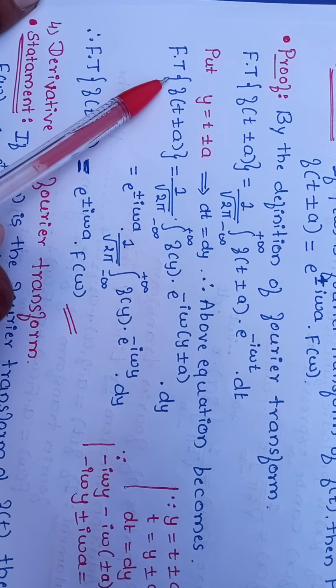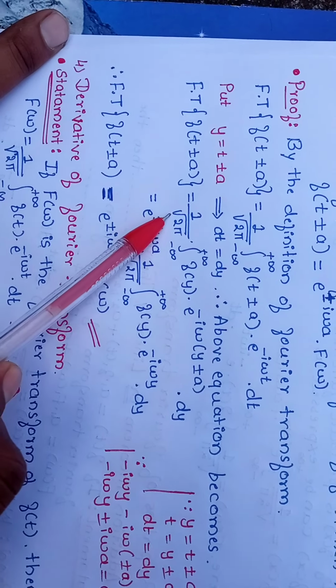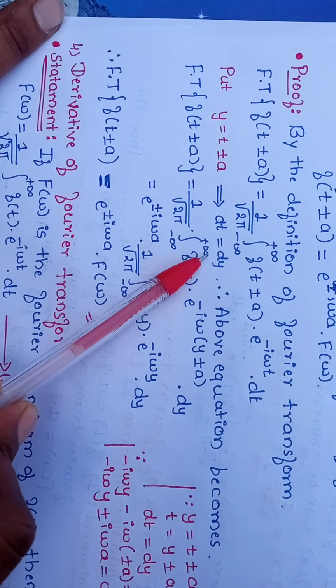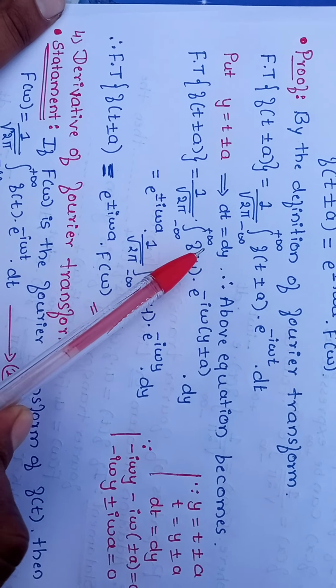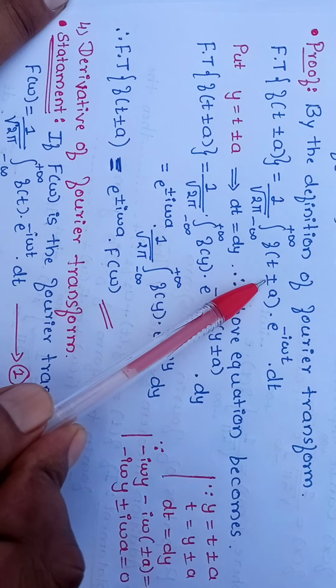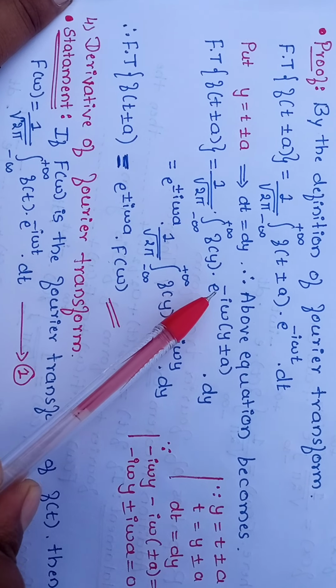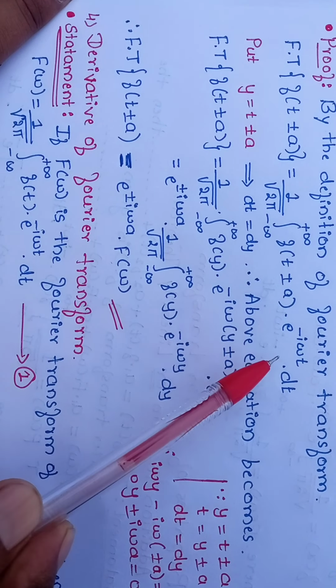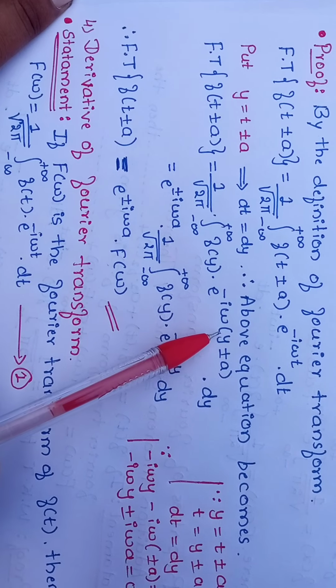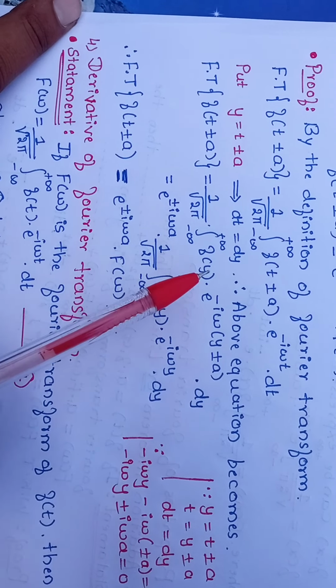The Fourier transform of f of t plus or minus a is equal to 1 divided by square root of 2 pi, integration from minus infinity to plus infinity, f of t plus or minus a. What is the value of t plus or minus a? That is y. f of y into e raised to minus i omega t. What is the value of t? That is y plus or minus a, into the value of dt, which is dy. Okay, see here.